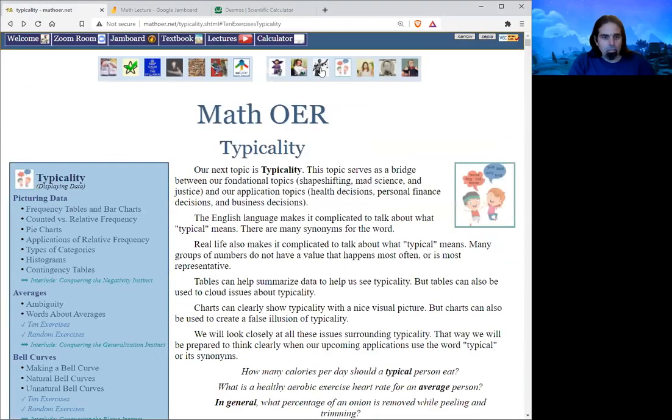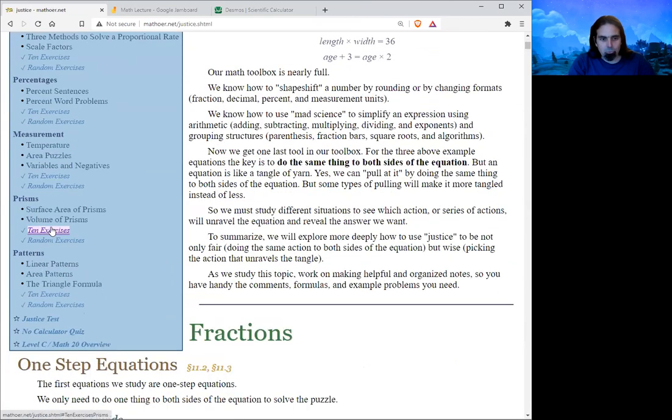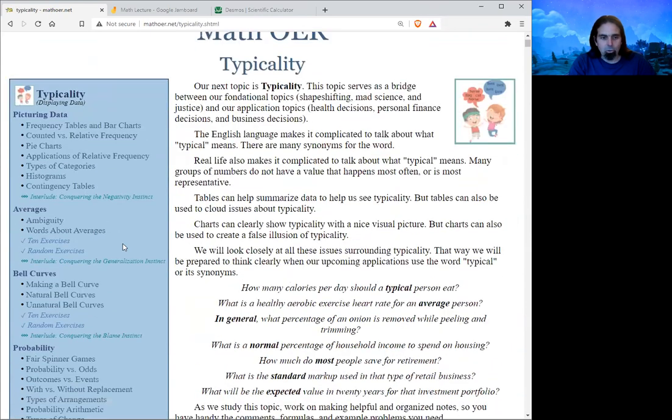So if you haven't done the justice fractions and percentages and measurement, please do that. If you want to, you could try the 10 exercises for prisms and patterns. That's good stuff for the GED. But I'd rather you are very solid on the other stuff rather than butter your toast too thin. And if you're quite ambitious, you could even do the ones for averages. We've done most of them already anyway.